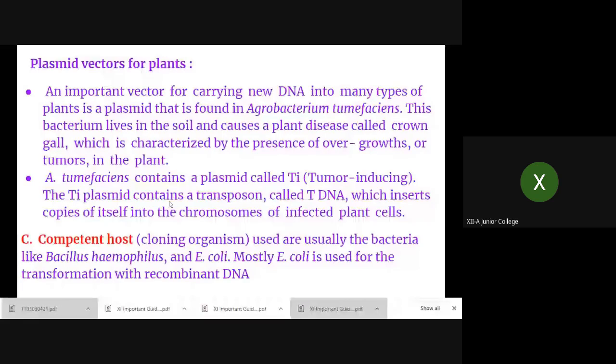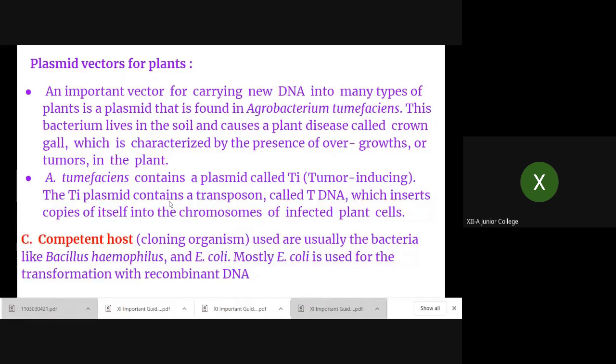This bacterium lives in the soil and causes a plant disease called crown gall. Gall is characterized by the presence of overgrowths or tumors in the plant. Now, if this bacterium infects the plant, what does it cause? That particular part of the plant body shows excessive growth, which gives the appearance of a gall or a tumor. It even gives the appearance of a crown, so this is also called crown gall disease.